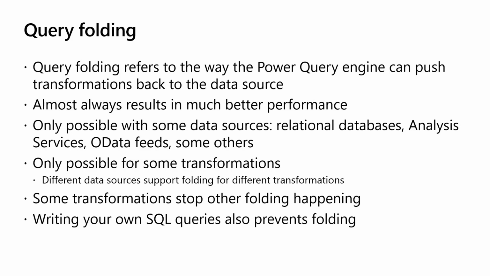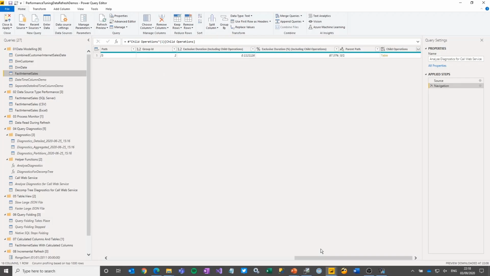Now, this is only going to be possible with some data sources, like relational databases or Analysis Services or OData feeds, and it's only possible for some transformations. But when it happens, it can make a massive difference to performance, because it means that rather than loading a lot of raw data and then forcing the Power Query engine to do the transformations, the Power Query engine can say, well, I need to connect to this data source but do these transformations. Let's get the data source to do the transformations and only give us the result. Let's see an example of this.